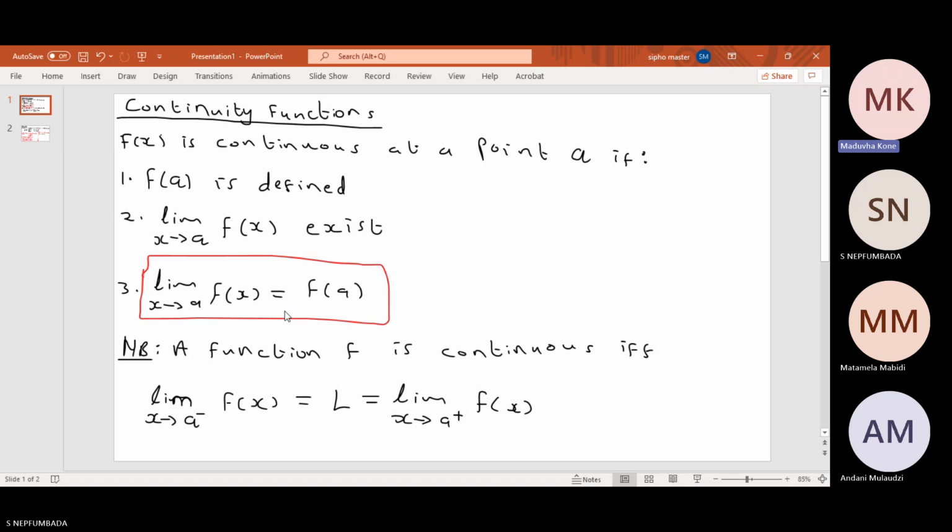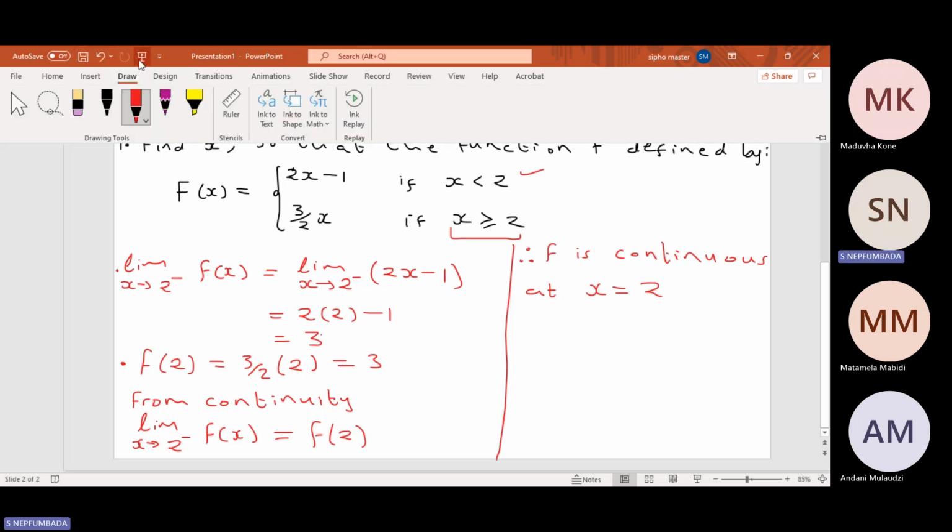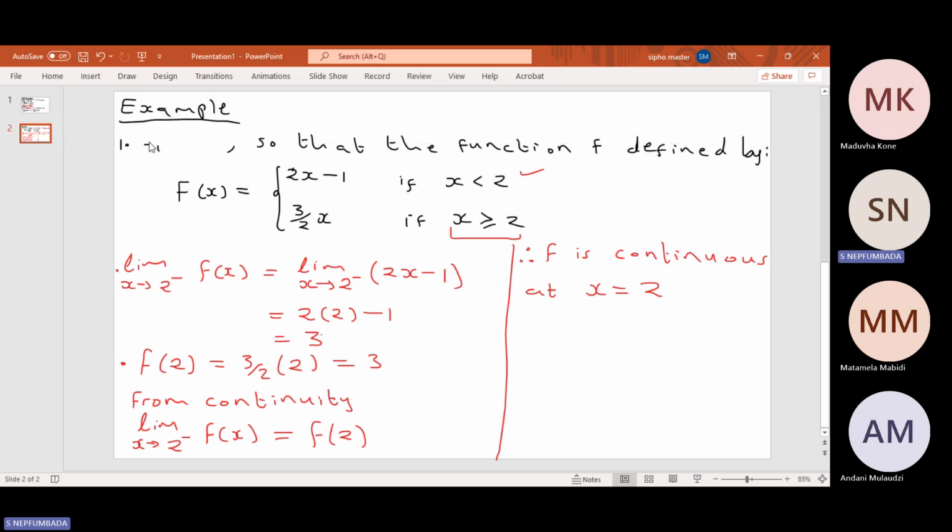Can you please repeat the example? Here, we're proving that the function is continuous. Let's say the function f is continuous. So how do we prove that? We must first find the left-hand side limit or the right-hand side limit or f at that limit. So here, if there was x greater than 2, we were not going to apply this.